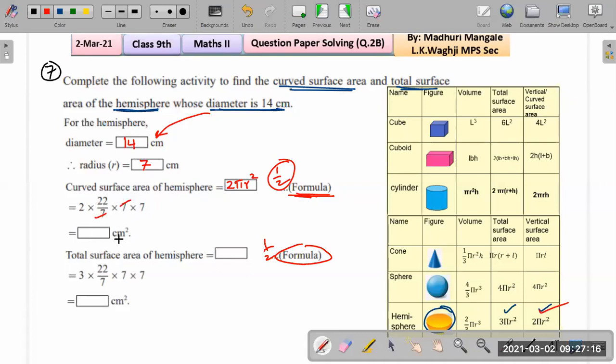Okay. So 7 and 7 get crossed out. We are left with 2 times 22. That's 44 times 7. So what will that equal to? That should equal to 308 centimeters square. All right, so 308 goes in the next box, and then we are asked to find the total surface area. What is the total surface area of this hemisphere? So what is that? Total surface area's formula, that's 3 pi r squared. So 3 pi r squared goes here, and then simplifying again, that will be 3 times 22 is 66 times 7, that is equal to how much? That's equal to 462. That completes this question.